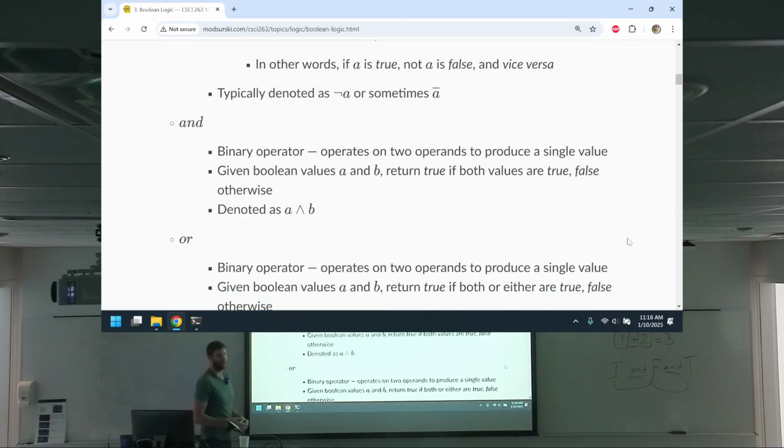And is a binary operator, it takes 2 operands. Given Boolean values A and B, return true if both values are true, false otherwise. Denoted like that, typically, if you're writing this in Boolean algebra syntax. If you're doing it in Python, what do you usually write? You type A and B. If you're doing it in Java, what do you usually write? You do ampersand, right? What did you say?